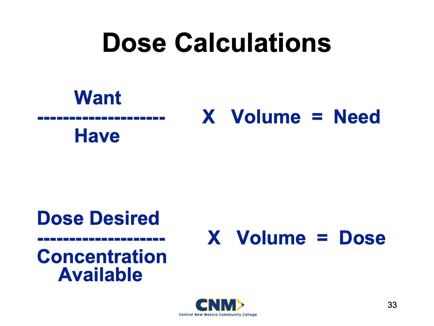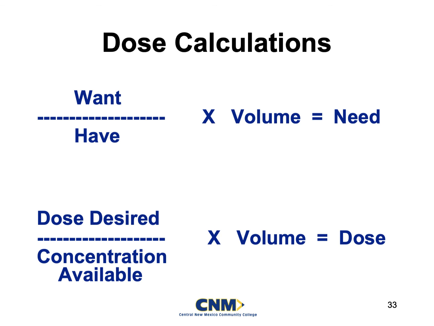For now, I want you guys to remember one of the two formulas. Both of these formulas are saying the exact same thing, okay? When we're talking about the top one, we're taking the amount that we want of the medication, divided by the amount that we have of the medication, times the volume that medication is sitting in, equals our need.